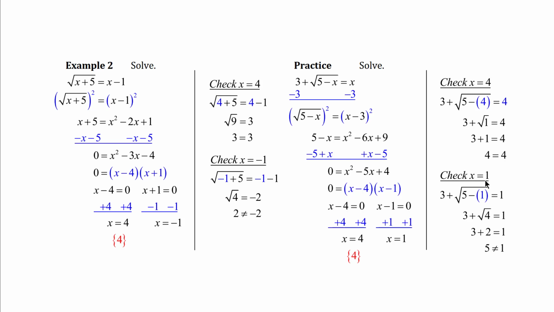Next, we check x equals 1. We have 3 plus the square root of 5 minus 1 equals 1. Next, we simplify. 5 minus 1 is 4, so we have 3 plus the square root of 4 equals 1. Next, we take the square root of 4, which is 2, so we have 3 plus 2 equals 1. Next, we add 3 and 2 together to get 5, so we have 5 equals 1, which is false. So x equals 1 is not a solution. Our only solution is 4, so we write our final answer with a set of curly brackets and 4 on the inside.